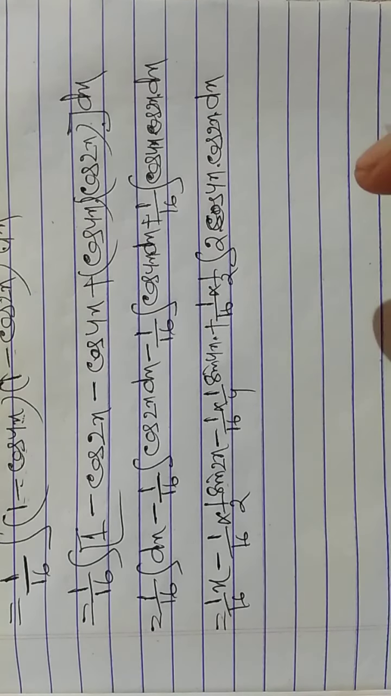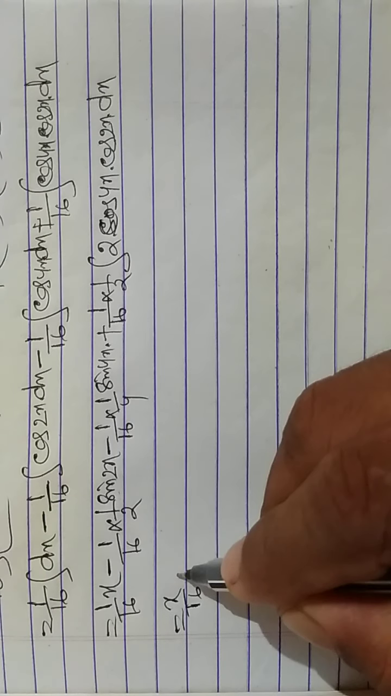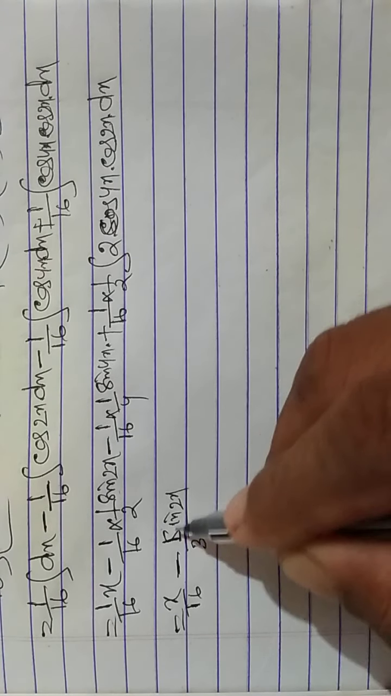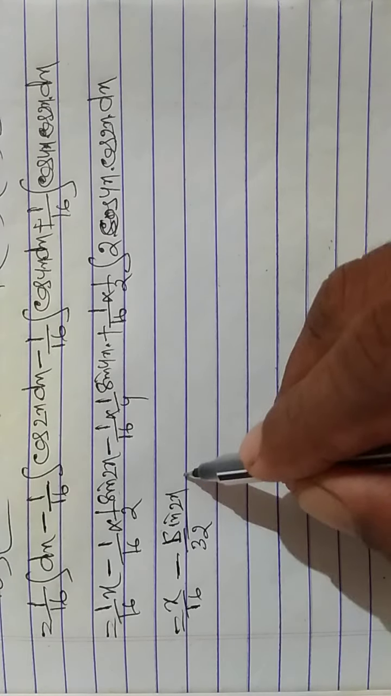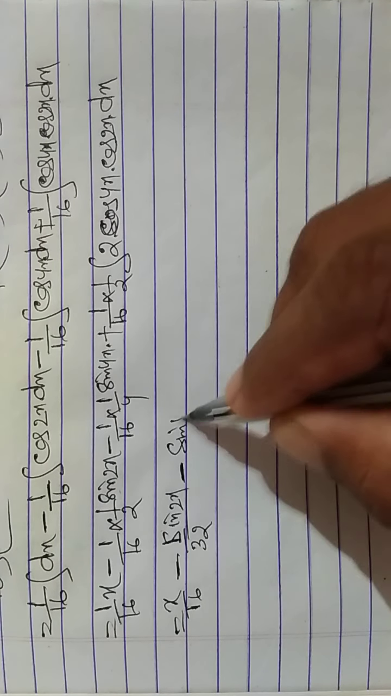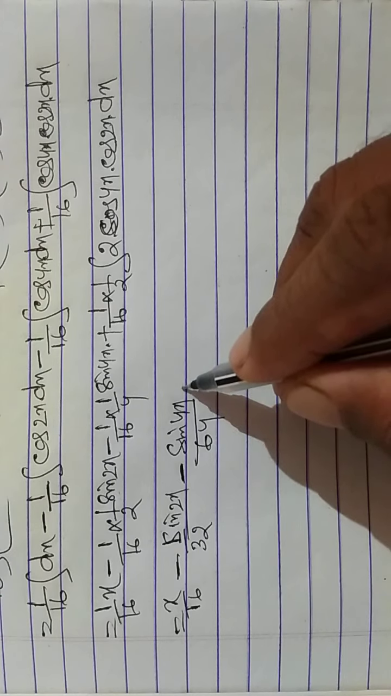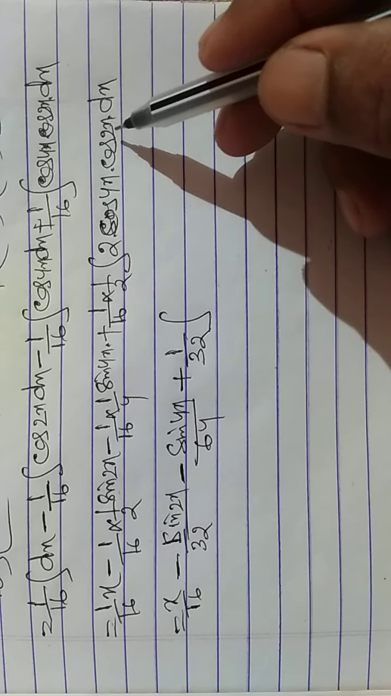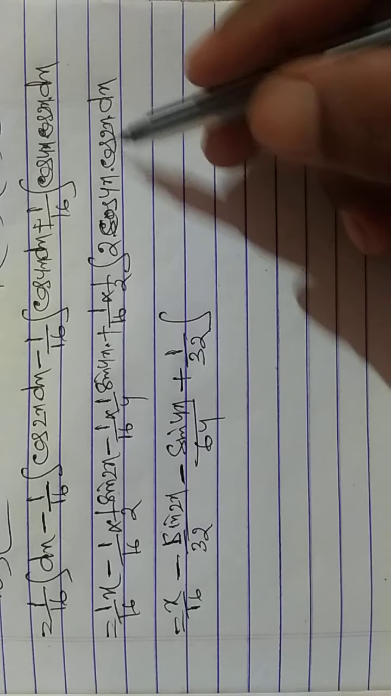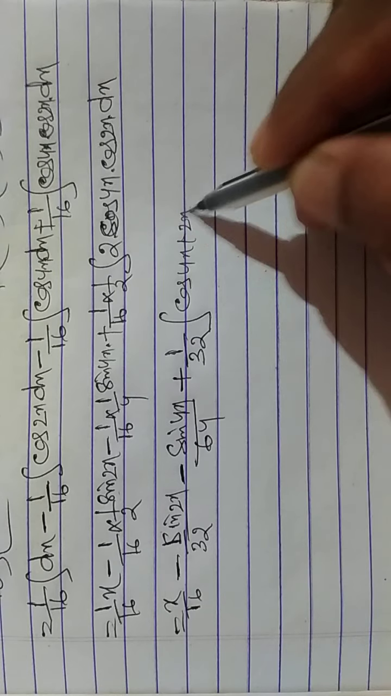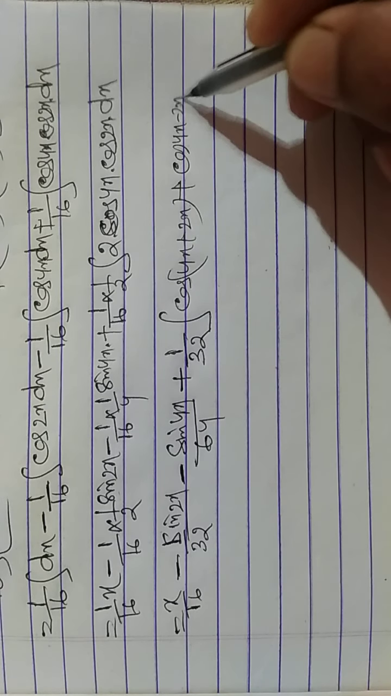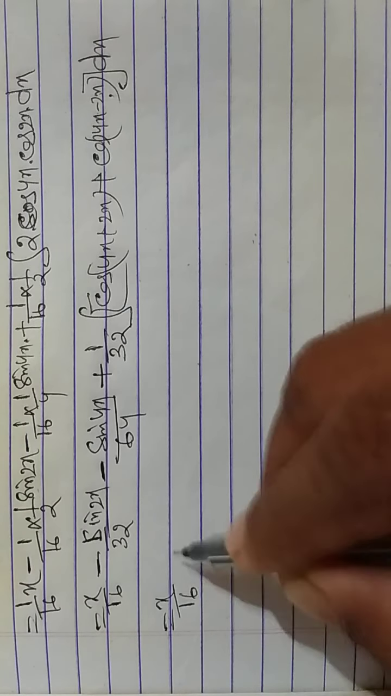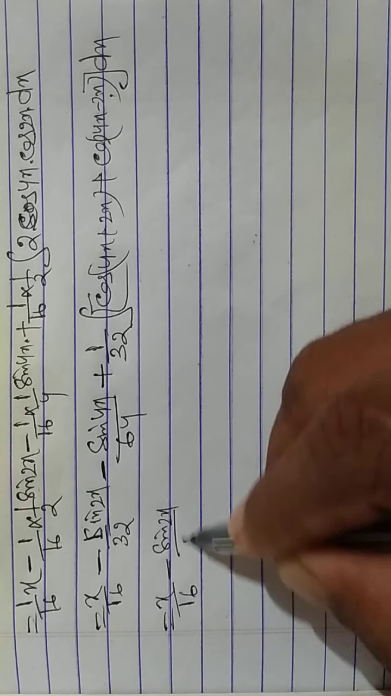plus 1/16 into 1/2 into integration of 2 cos 4x into cos 2x dx. This is equal to x/16 minus 1/32 into sin 2x, that is sin 2x/32, minus sin 4x/64, plus 1/32 integration, here 2 cos a into cos b is equal to cos(a+b) plus cos(a−b) into dx.